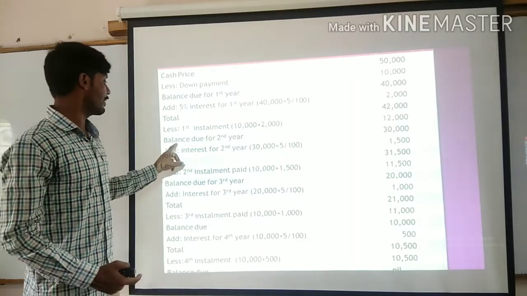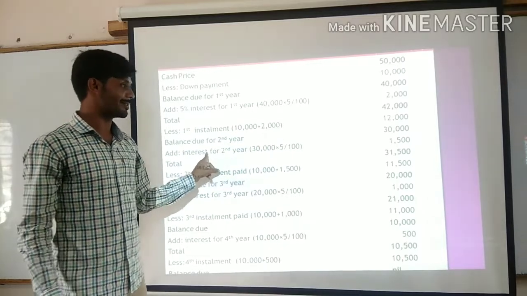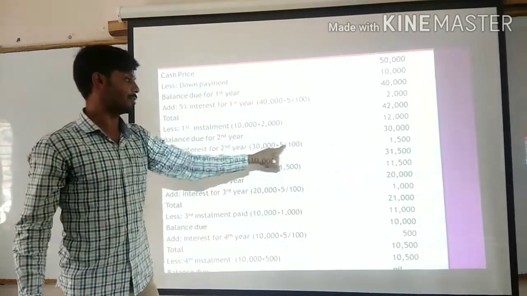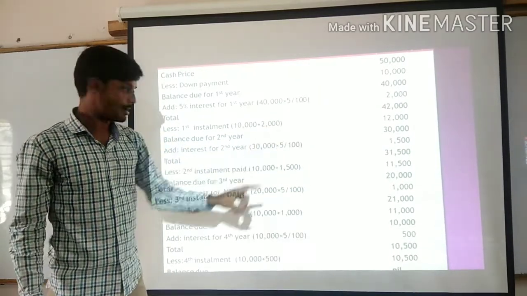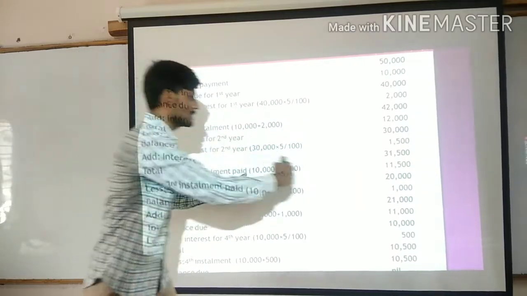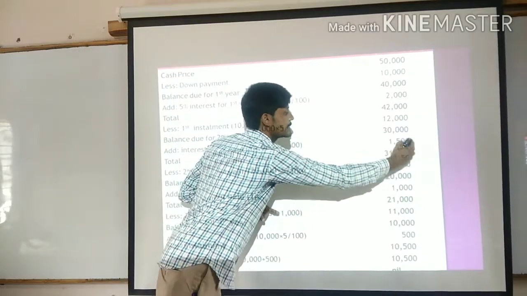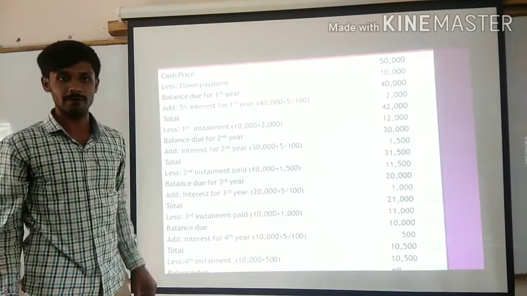You can see for the second year, again based on the balance due, we will calculate the interest on the balance due. 30,000 into 5%, 1,500. Okay, total we get 31,500. So second installment, along with the 10,000 rupees, we just need to add the interest for the second year. That is 1,500. 10,000 plus 1,500, 11,500 we will get.